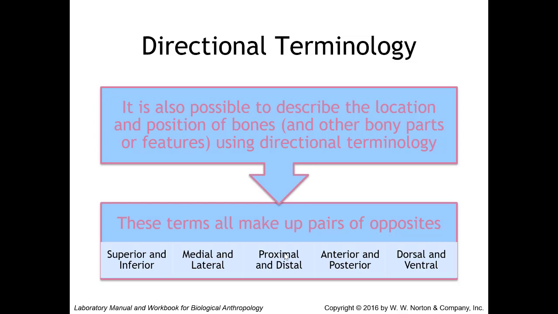So the shoulder end of the humerus, or the upper arm bone, is the proximal end, right? And the elbow would be the distal end, right? Then we have anterior and posterior. These are used to refer to the sides of the body. So I think of it as anterior referring to the front, posterior to the back, right?